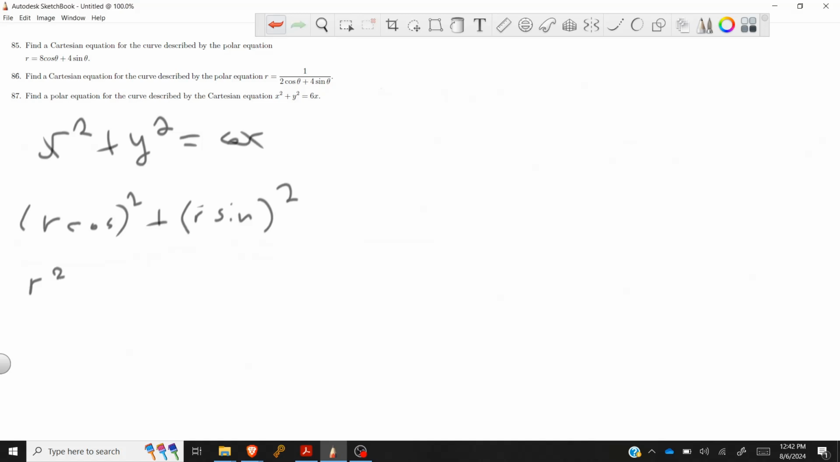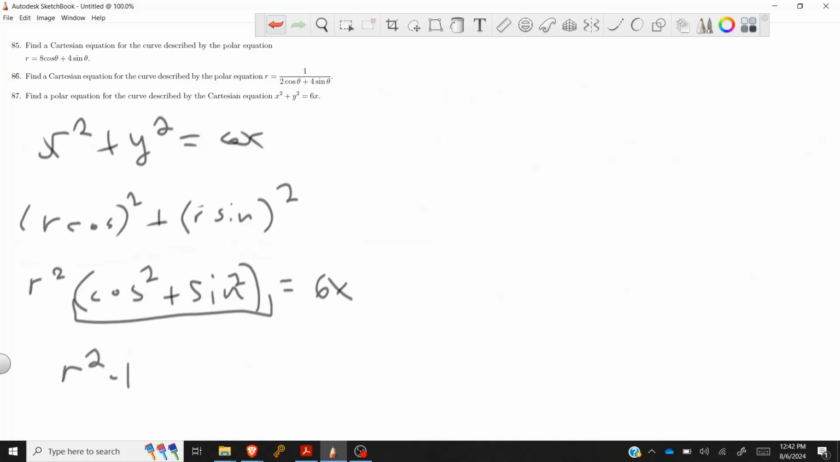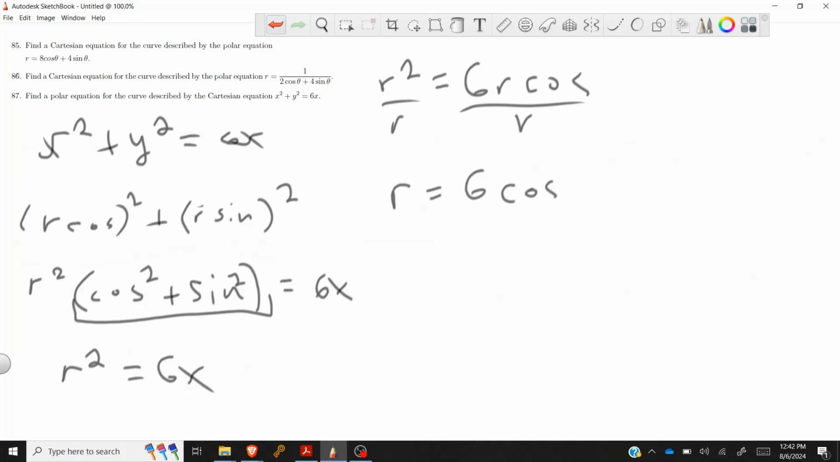So we can pull a common factor of r squared out of each of them. Now we're left with cosine plus sine, those are both squared, equals 6x. Well, we know that this is a Pythagorean identity, so that's all just equal to 1. And then we can set this equal to 6x. And we know that x is equal to r cosine. So then let's divide both sides by r, and we end with the polar equation r equals 6 cosine.